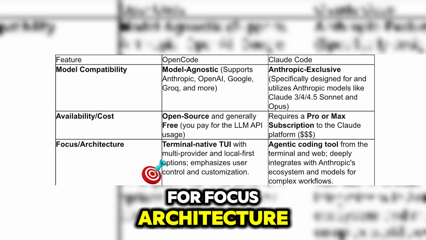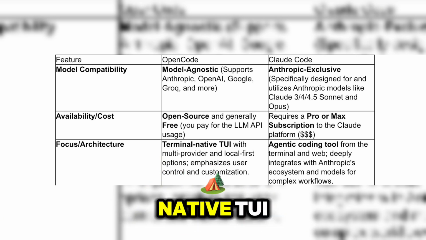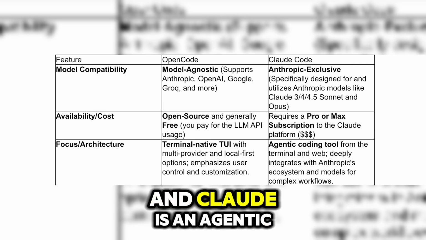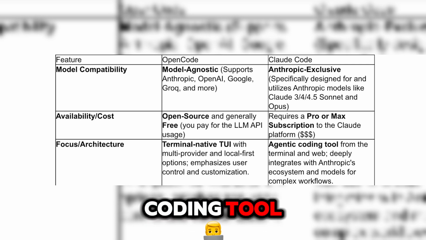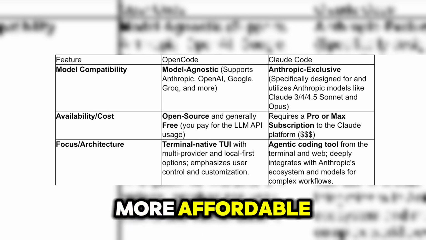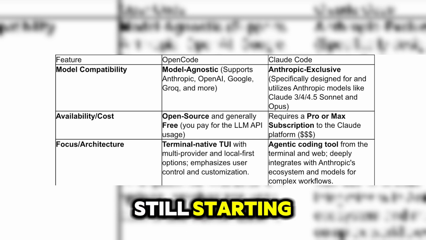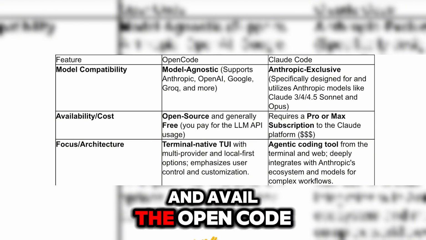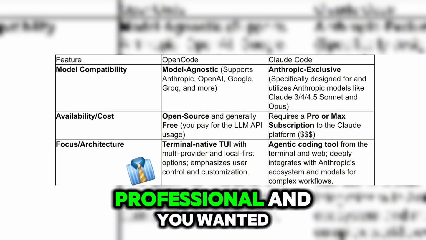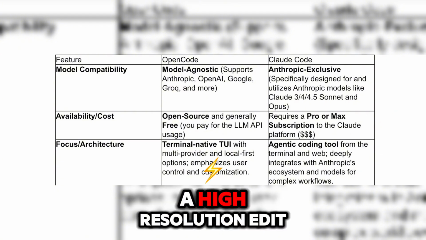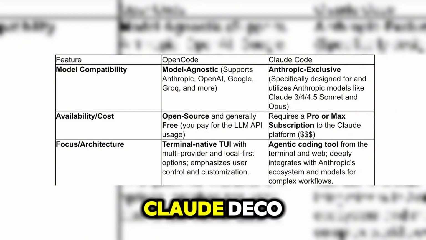For focus and architecture, OpenCode is a terminal-native TUI, and Claude is an agentic coding tool. So if you like something more affordable and you are still starting, you can go ahead and avail OpenCode. But if you are a professional and you want more high-resolution editing, you can use Claude Code.